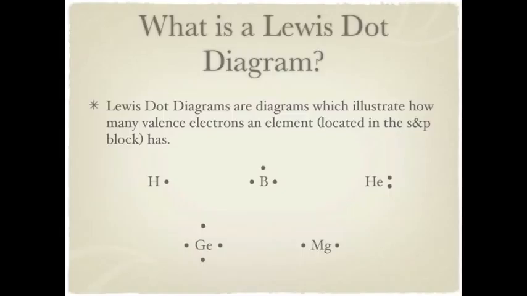What is a Lewis dot diagram? Lewis dot diagrams are diagrams which illustrate how many valence electrons an element located in the S and P block has. Example shown below.